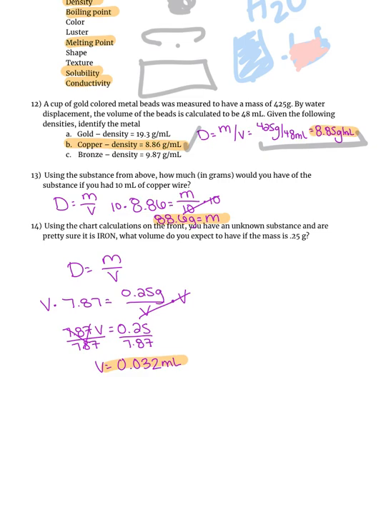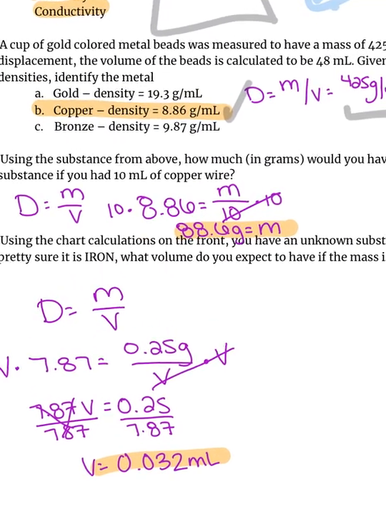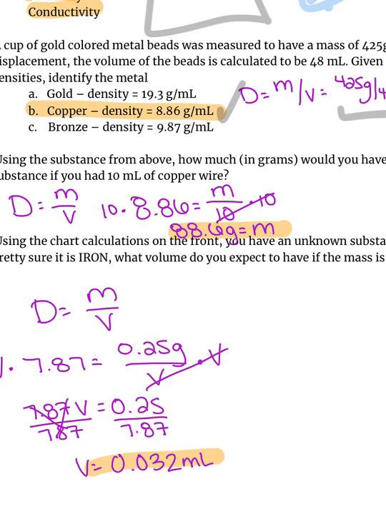Okay. All right, our last two problems are a little bit harder. They are going to use a little bit of your algebraic skills. So we are going to be manipulating our equation for density equals mass divided by volume. So on the first one, you can see I just set this up as 8.86 equals my mass divided by 10, because it was given in the problem that there are 10 milliliters of copper wire. To get rid of the 10, I'm going to multiply both sides by 10, and then that's going to leave me with my mass alone being 88.6 grams. So that one's just a little bit of algebra.